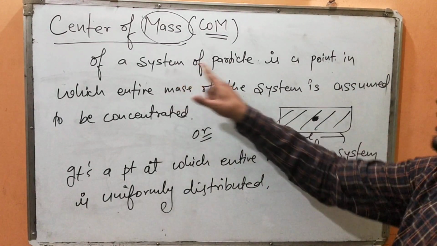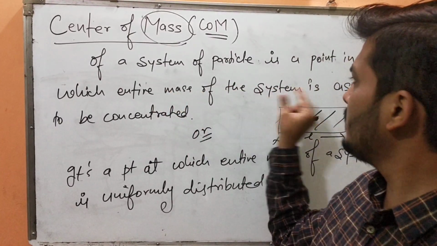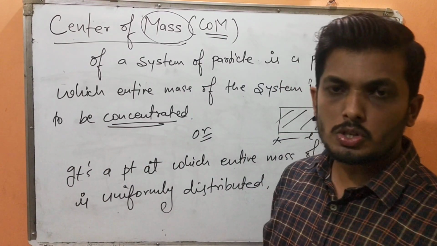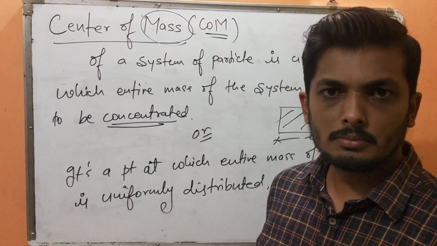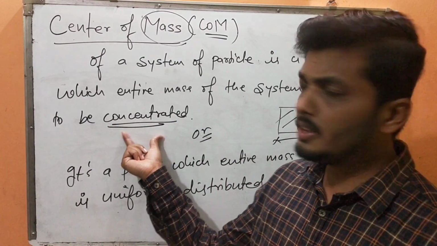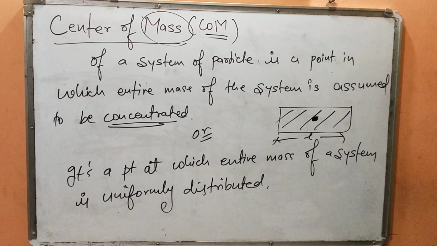So center of mass of a system of particles is that point. It's that one point in which the entire mass of the system is assumed to be concentrated. So somehow if you get that point, then that point is called the center of mass. Are you understanding? Getting my point?